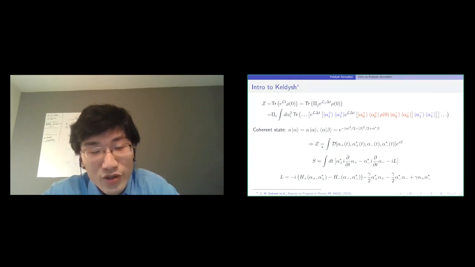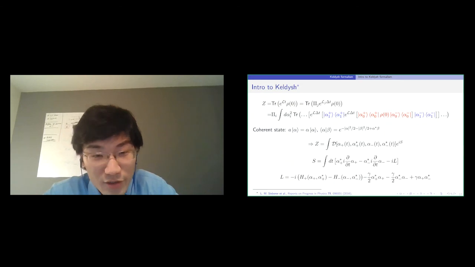This is a functional integral over alpha plus and alpha plus star, alpha minus and alpha minus star. Here is the action. The action has a time derivative part, and a part that comes from the Hamiltonian by replacing a and a dagger by alpha and alpha star, and then a part from the superoperator, the Lindbladian. So, okay, now we have written down the action.